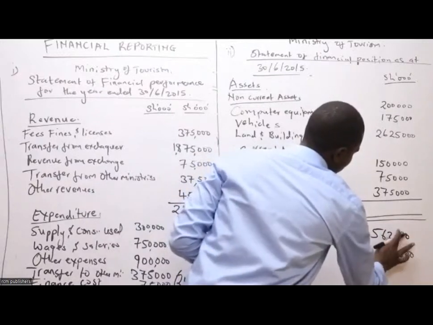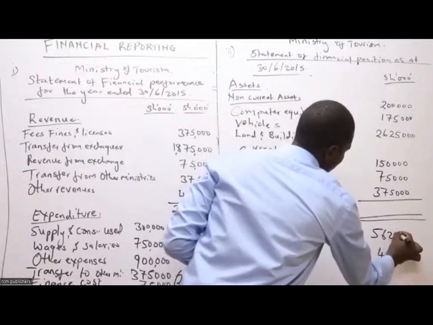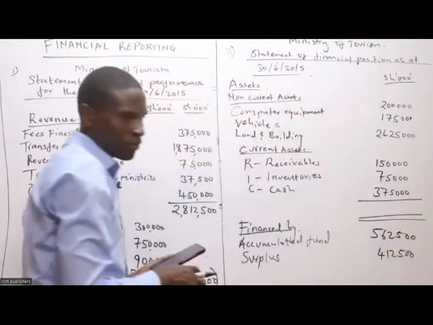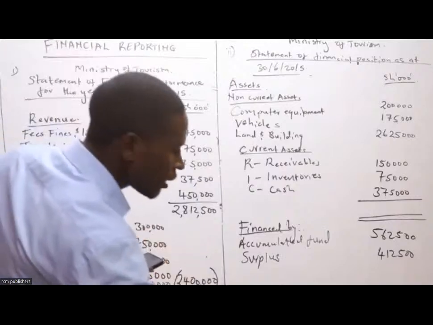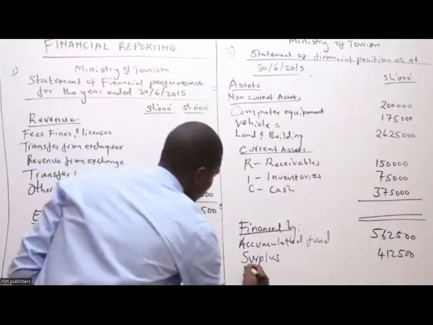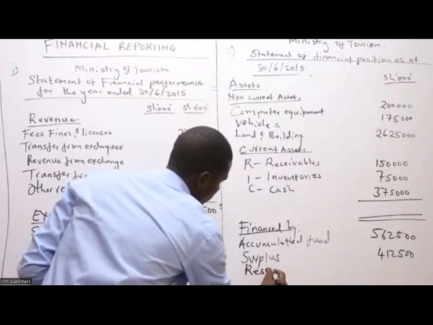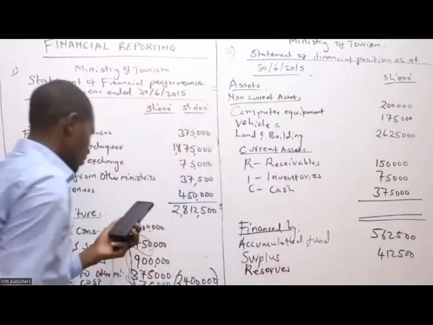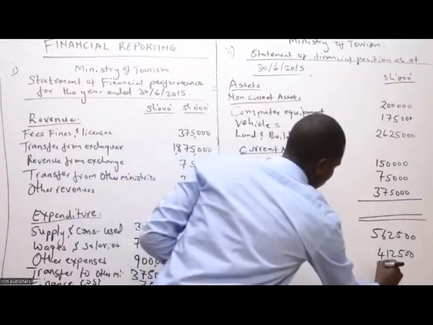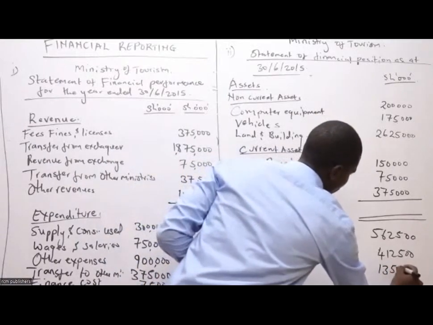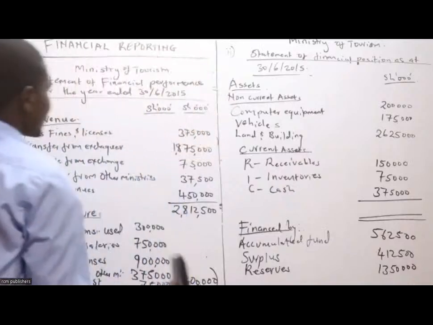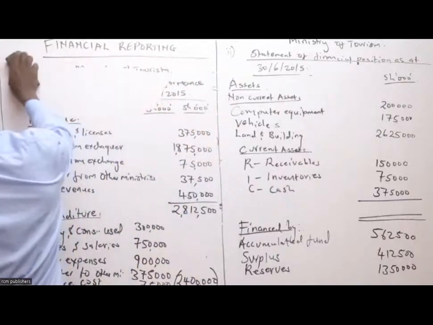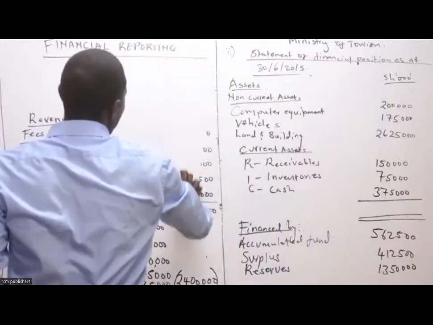562,500. I think I can put my reserve here. Reserves. You can see my reserve is 1,350,000. From there, class, you go to the other part that is non-current liability.